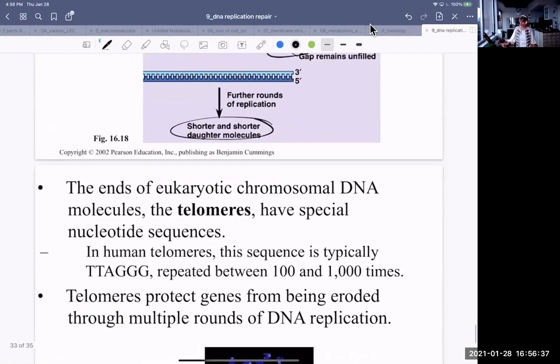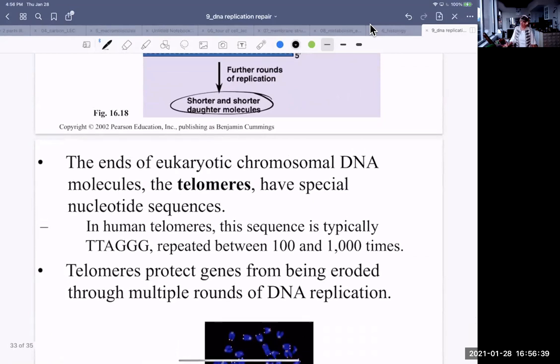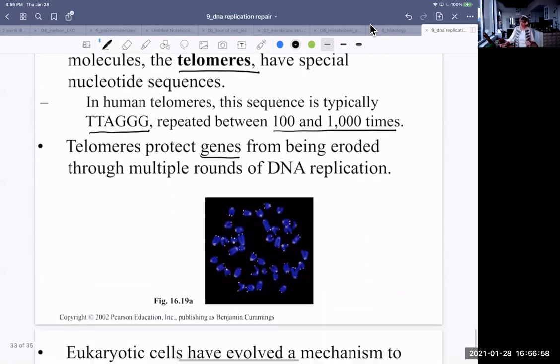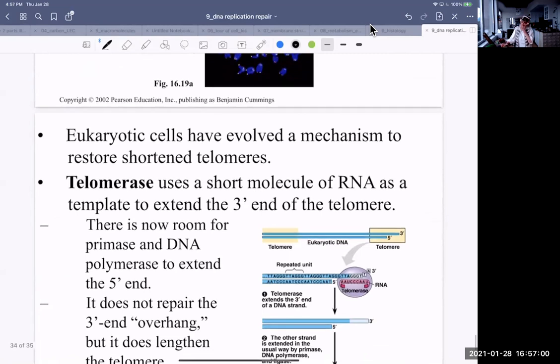But fortunately, the ends of chromosomal DNA molecules are called telomeres, and they have very special sequences, typically TTAGGG, repeated like 100 to 1,000 times. So they protect genes from being eroded because they don't code for anything. They're just there. They're telomeres.